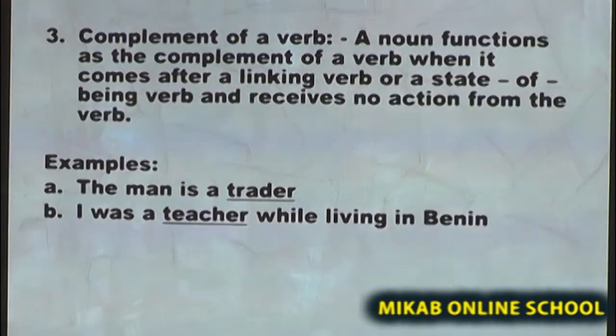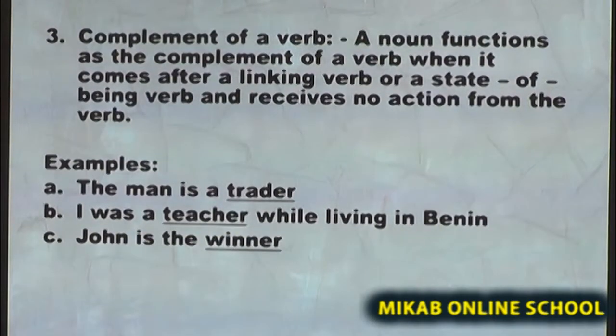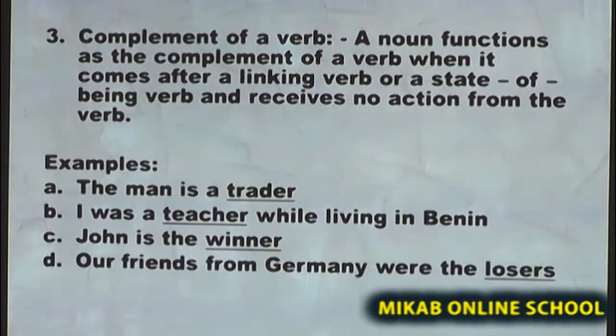The third example is John is the winner. Winner also helps to define who? John. The last example is our friends from Germany were the losers. Losers also help to define what? Our friends. So all these are complements of the linking verb we have in the sentences. Is, was, is, and what, were are linking verbs. And the underlined words help to define the other noun in the sentence.